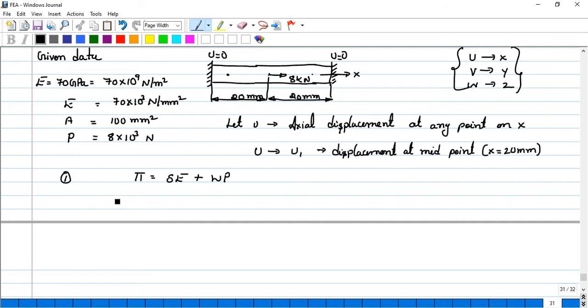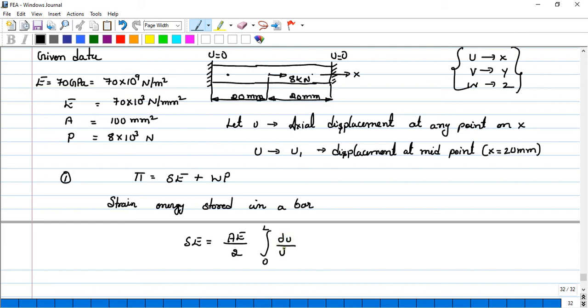Yes, now it is will. So I will continue here. So strain energy stored in a bar. This formula is very much important for substitution. So that is given by strain energy, that is equal to the formula you please remember for bar, AE by 2 integration from 0 to L, okay, 0 to L, ∂u/∂x whole square into dx. Okay, so this is strain energy.